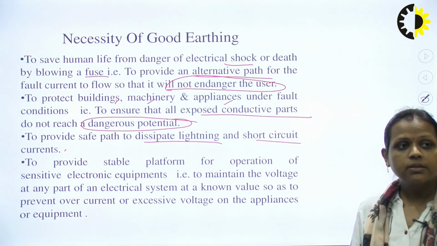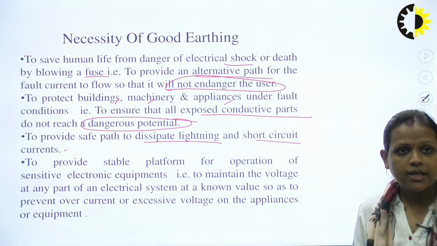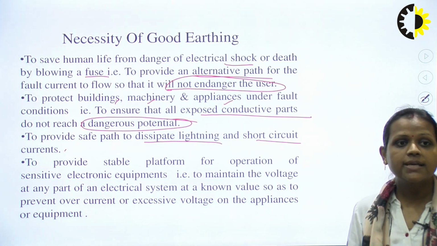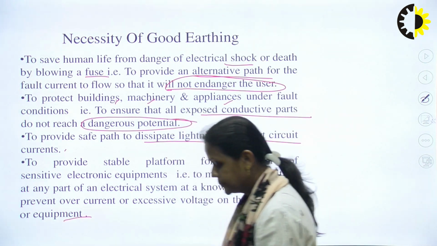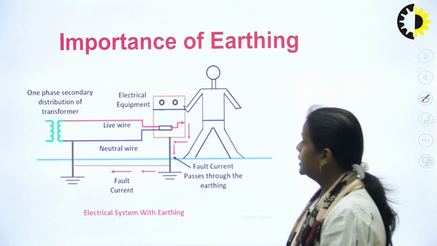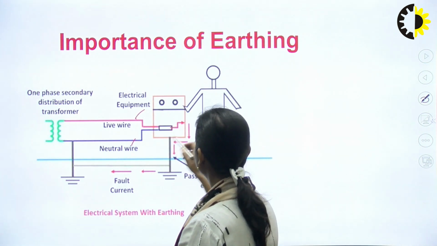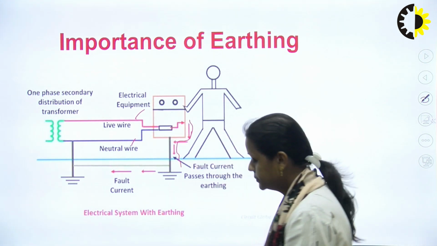That is, to maintain the voltage at any part of an electrical system at a known value so as to prevent overcurrent or excessive voltage on the appliances or equipment. So here we can see that this is a live wire, this is a neutral wire, and the fault current passes through the earthing gear.